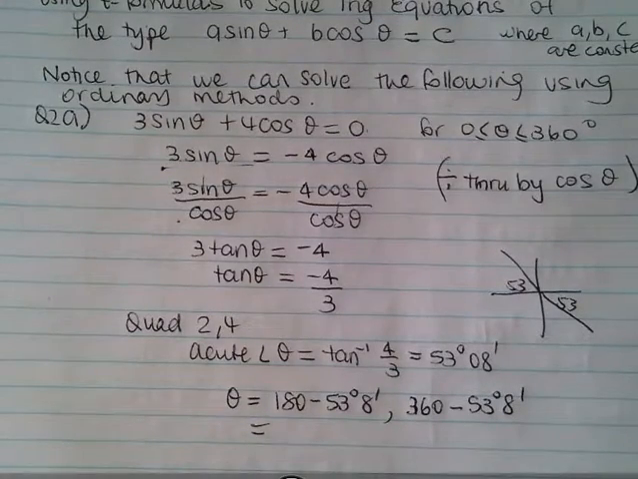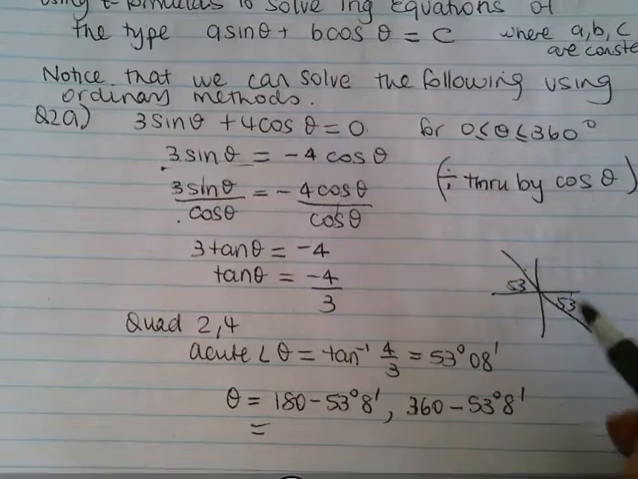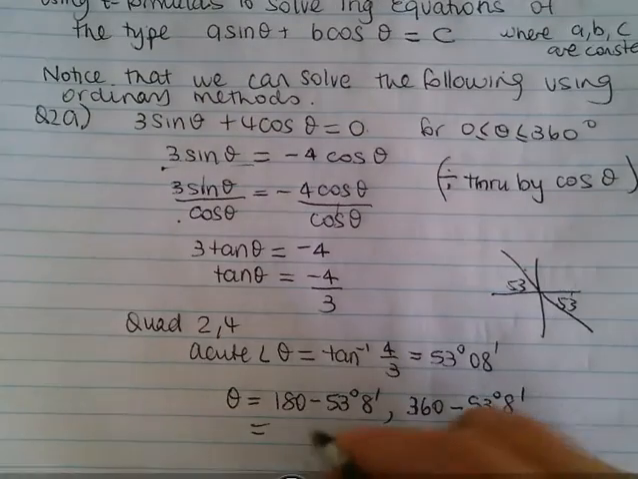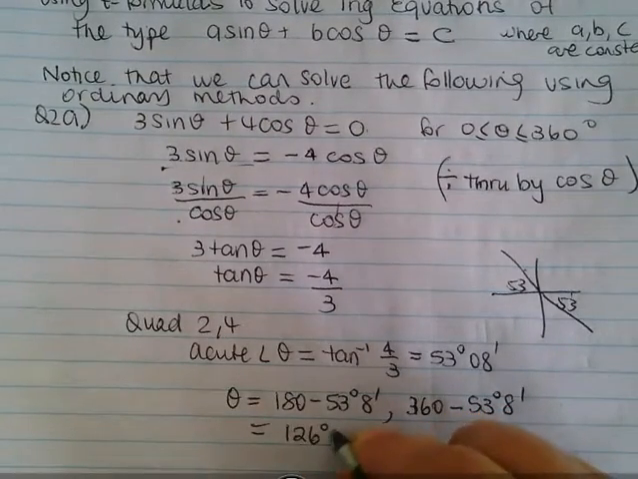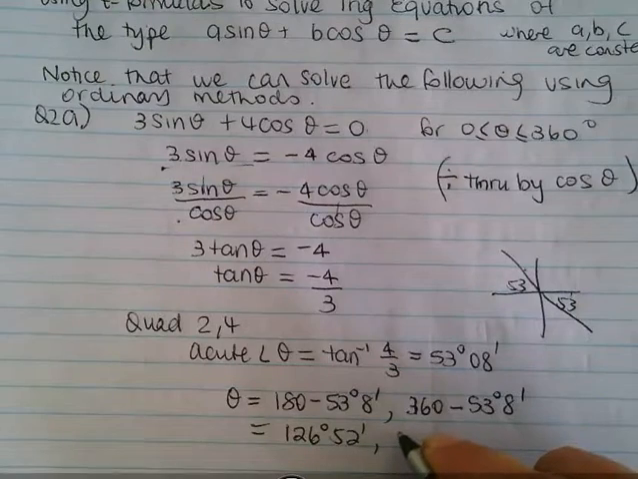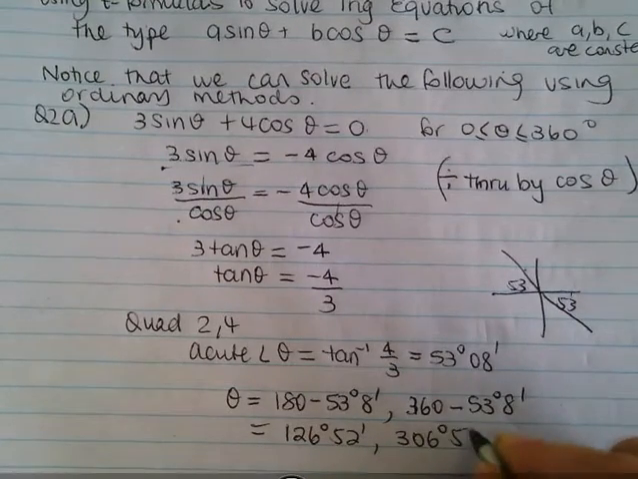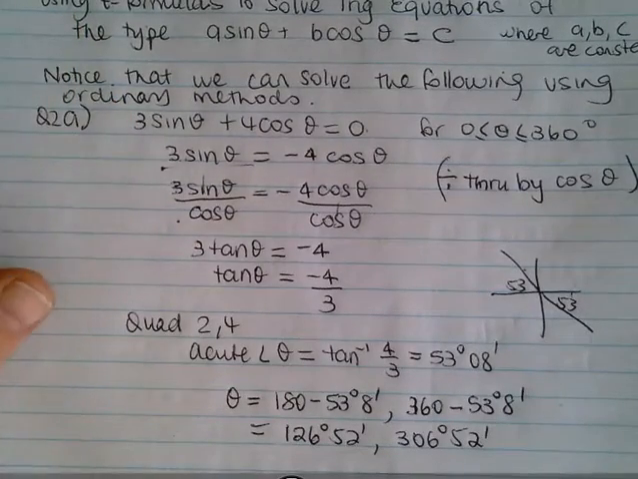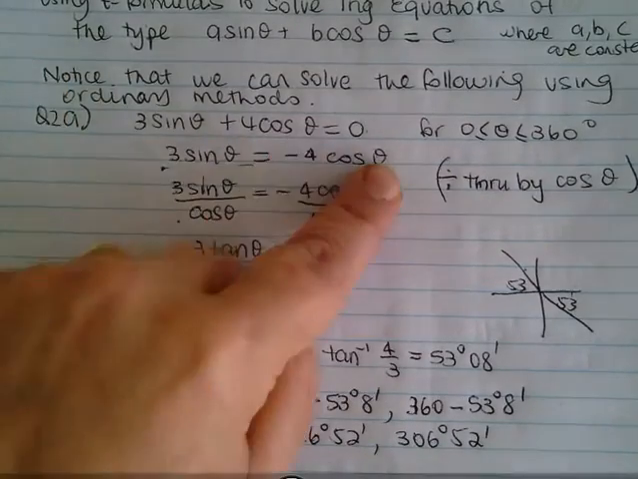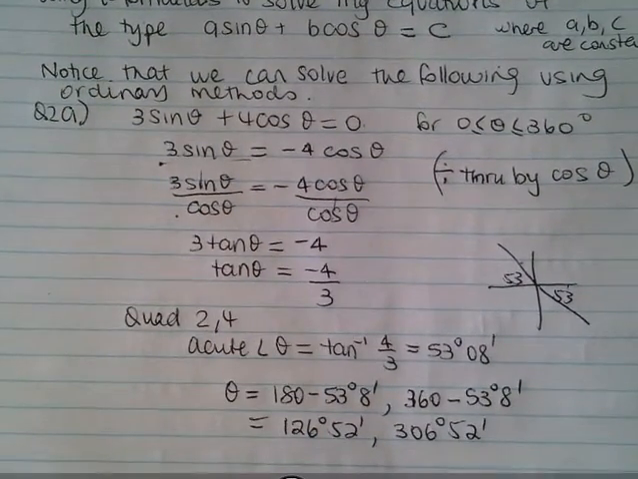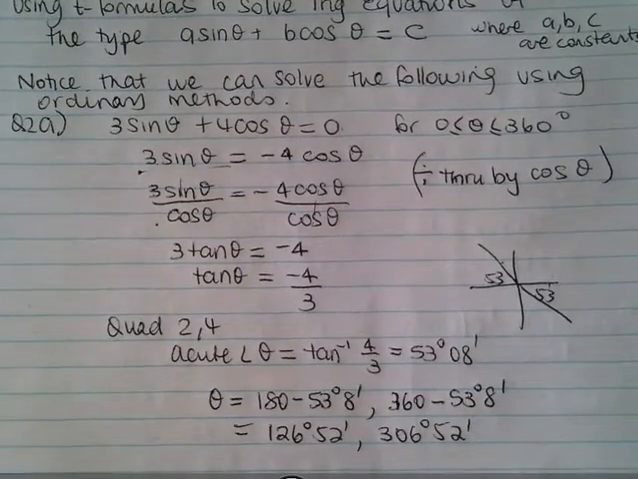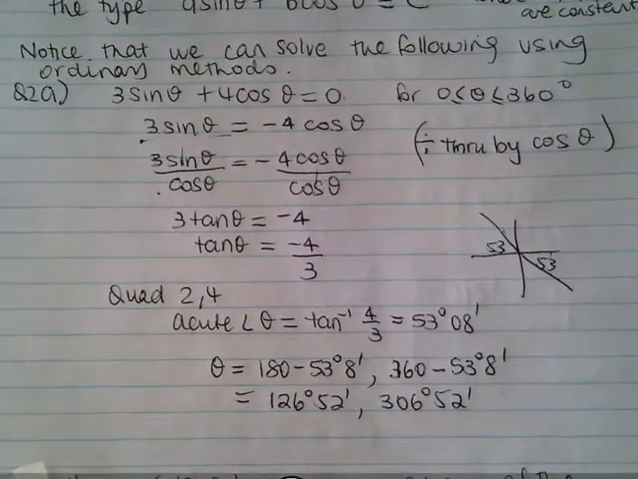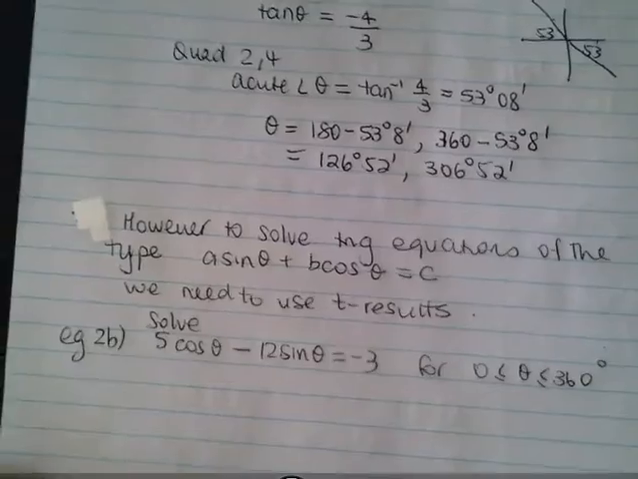And are we okay with that? 180 minus, 360 minus for quadrant 4, going this way. What have we got? Okay, 126 degrees 52 minutes and 306 degrees 52 minutes. Now, we have done ones like this a few weeks ago, like last week or something, right? But these are fine. But I need to show you this because I'm going to show you something different now. And this different one, we use either the auxiliary angle method or the T formula. And because we're doing T formula today, I thought we'd look at T formula.